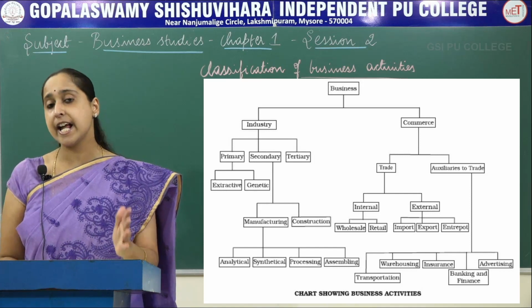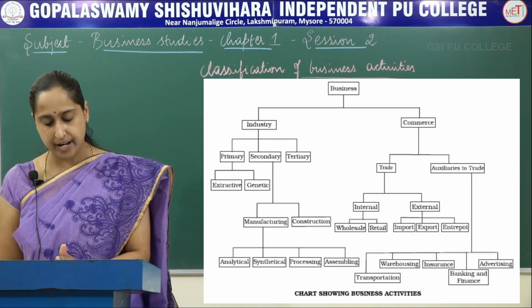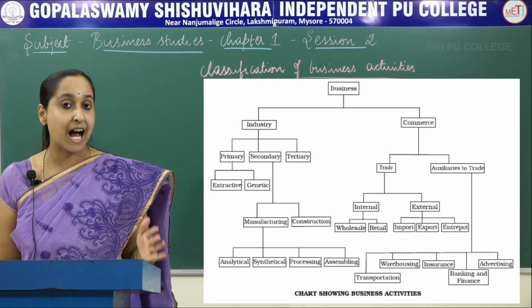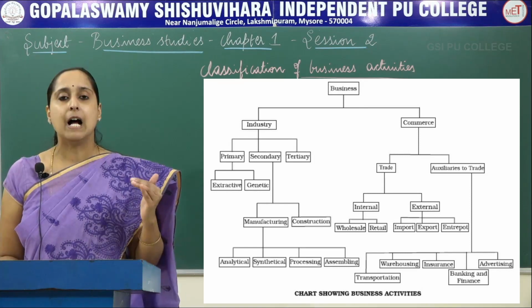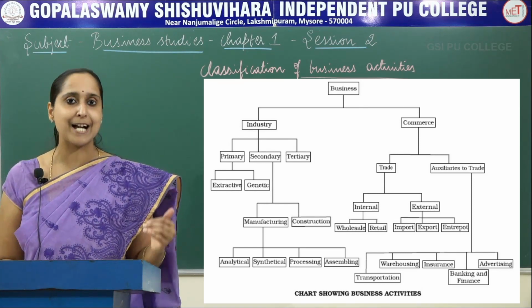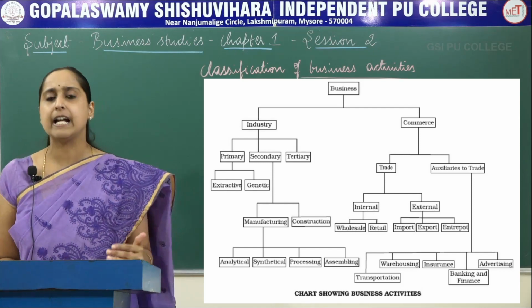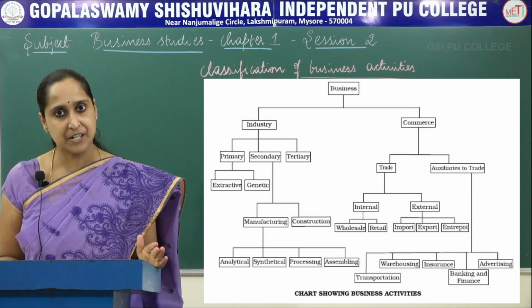Under internal trade again there are 2 types. One is wholesale trade, another one is retail trade. When the goods are purchased and sold in bulk, we call it wholesale trade. Then what is retail trade? When the goods are purchased and sold comparatively in a very smaller quantity, we call it retail trade.